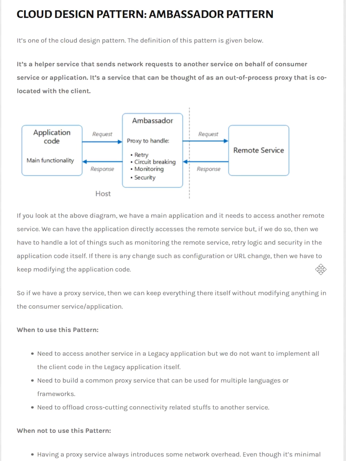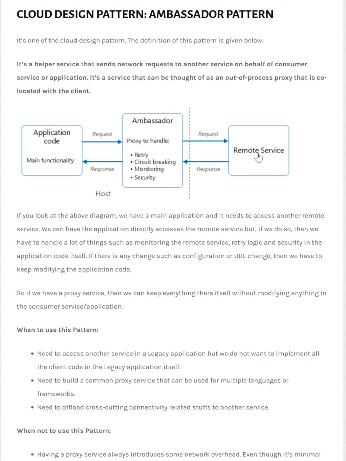Hi, in this video, I am going to talk about the cloud design pattern, the ambassador pattern. It is one of the cloud design patterns. The definition of this pattern is a helper service that sends network requests to another service on behalf of a consumer service or an application. It's a service that can be thought of as an out of process proxy that is co-located with the client.